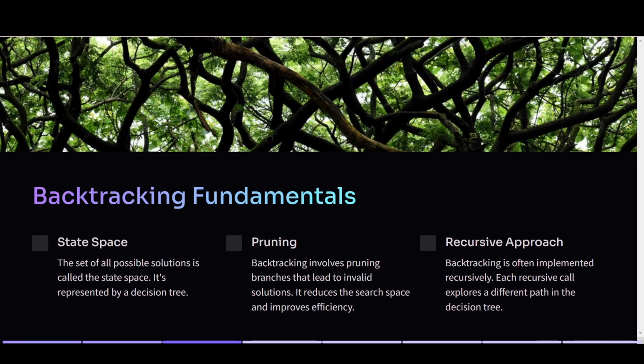In backtracking fundamentals, there are three things. Firstly is state space, then pruning, and last but not least is recursive approach. So state space is the set of all possible solutions, and it is called state space. It's represented by a decision tree. And then we have pruning, where backtracking involves pruning branches that lead to invalid solutions. It reduces the search space and improves efficiency.